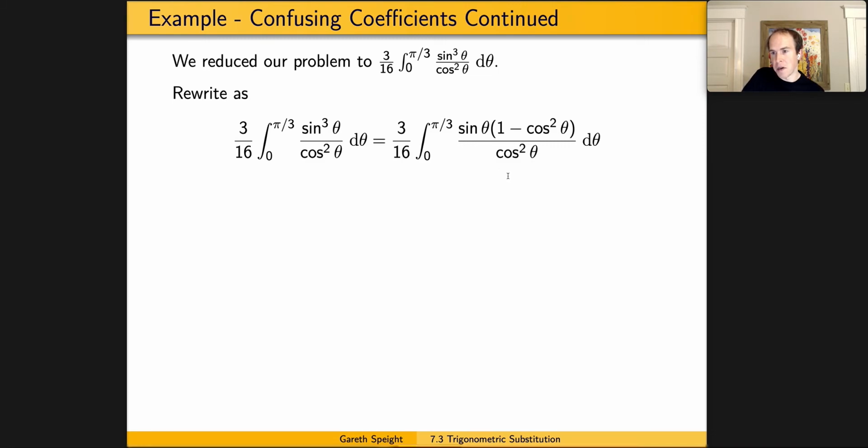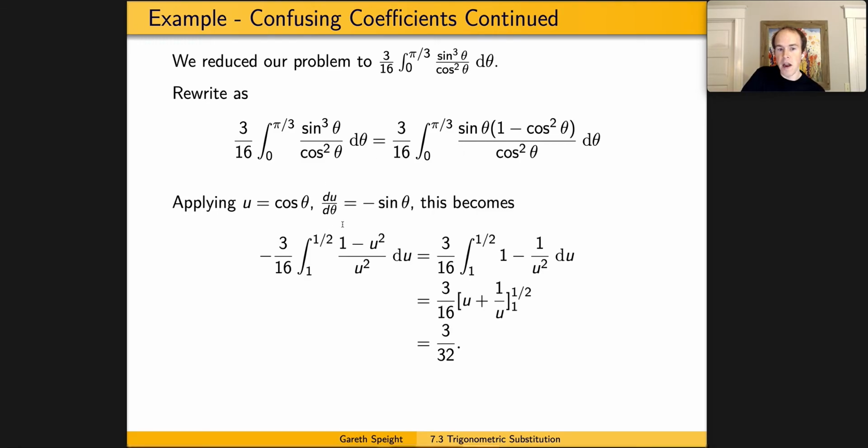This is perfect for our substitution, right? We have a composite function, and then we have the derivative of the inside. We can jump in and do a substitution, u equals cosine theta. Then du over d theta is going to be minus sine theta. So if we go ahead and do our substitution, what do we have? Sine theta d theta becomes minus du.